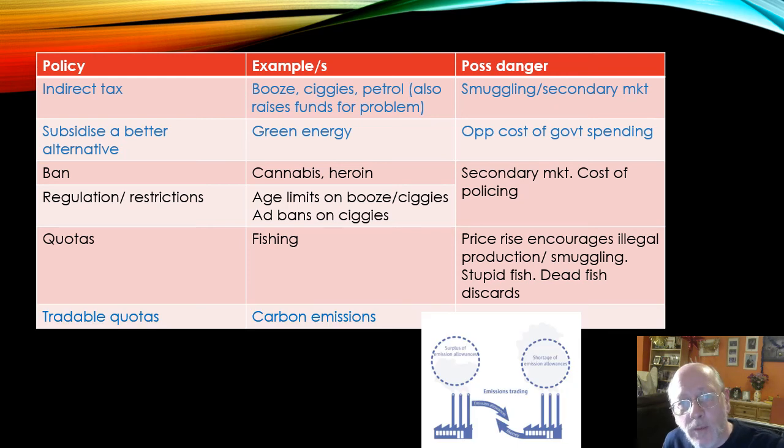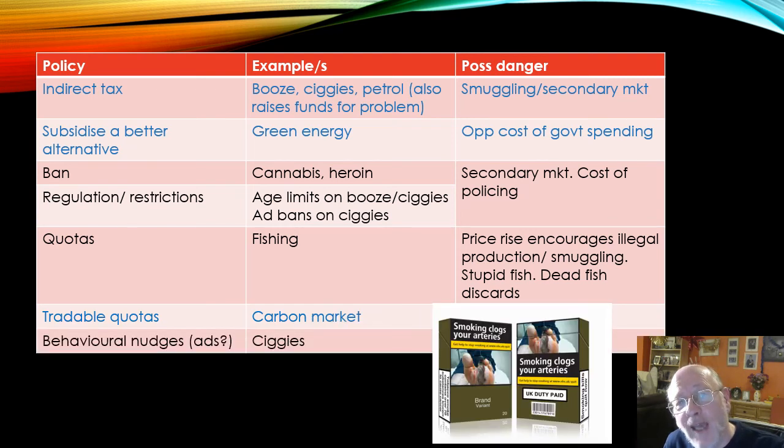So another solution, I'm not going to go into that in detail on this video, is to turn those quotas into tradable quotas. So now we've turned them into a market solution. So for example, with the carbon emissions markets, if you want to increase your carbon emissions, you have to buy carbon credits. And if you've got spare carbon emissions, you can sell them to firms that want more. So you're introducing a market where one didn't exist before.